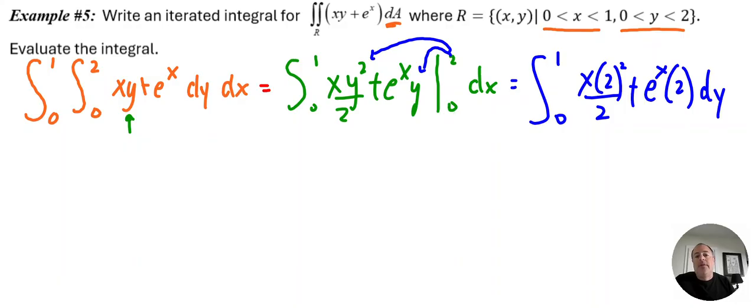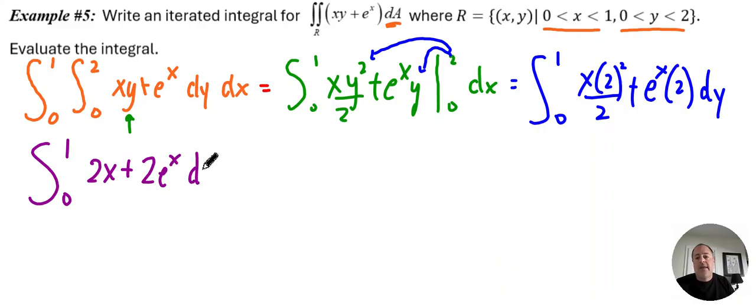Let me simplify that down or make it look a little bit prettier. So we have 0 to 1. 4 over 2 is 2, so we have 2x, then plus 2e to the x. Actually, let me fix a mistake right here. This should be a dx. All right, so there we go.